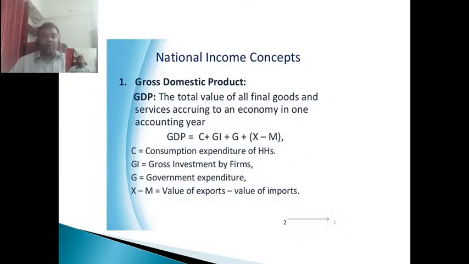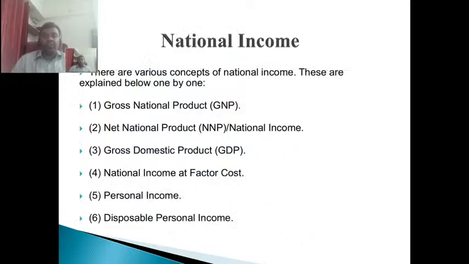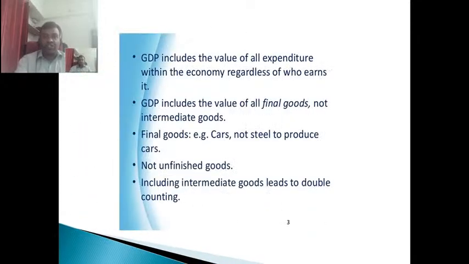Minus imports: maybe some goods we have imported as raw material, and ultimately we have sent something out. Whatever surplus we have made from import and export will also come into this category, and we will come to know the position, what the GDP is, or what is actually produced in our country. So this is gross domestic product. The formula is C plus GI plus G plus net export. Similarly, we have GNP, gross national product.